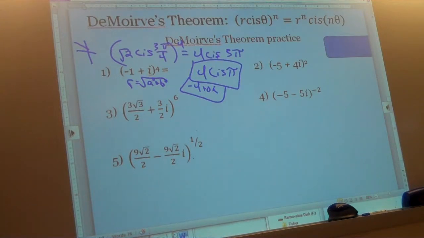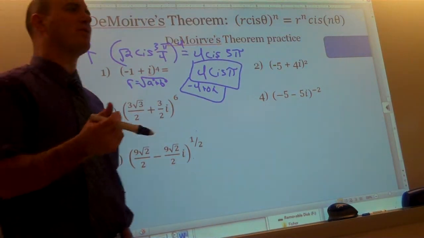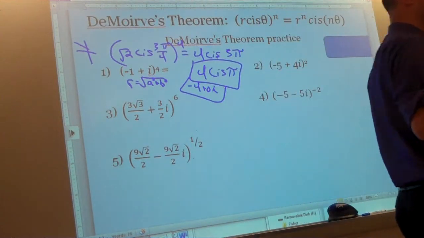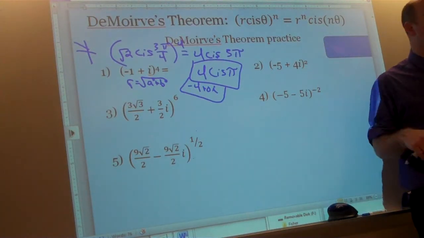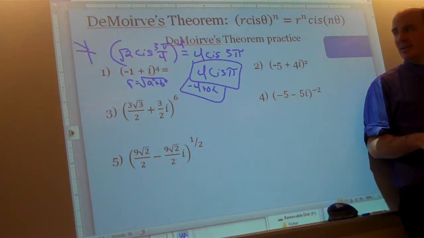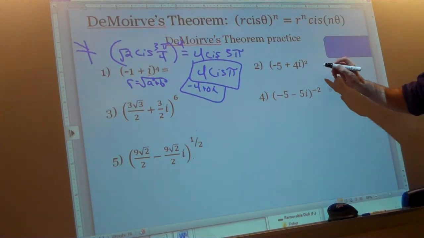How delightful. Number 2, what are our thoughts on that one? You can just FOIL that out. There's no reason to convert this to polar and square it. I mean, we'd have to convert, and then we'd have to square it in de Moivre's theorem. But the conversion, I would say, is 2 steps because the radius isn't nice, and the argument's not nice. So we might as well just FOIL this out.